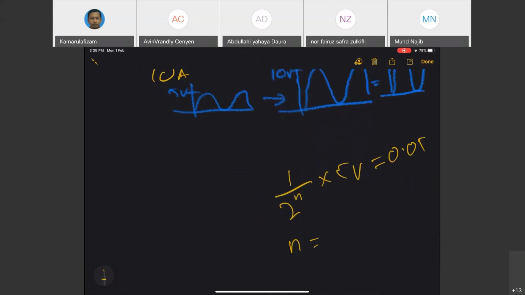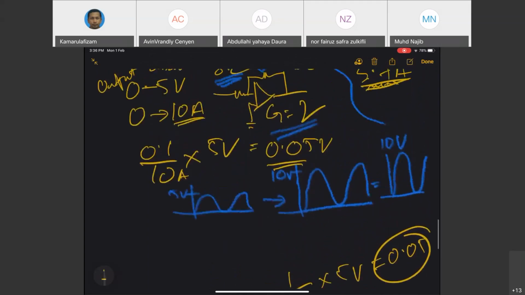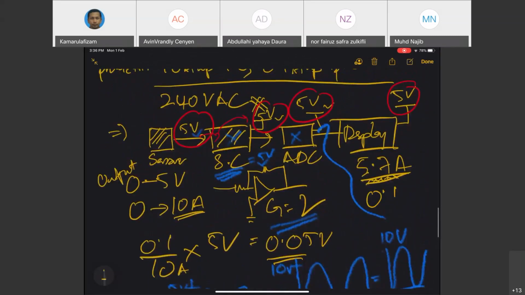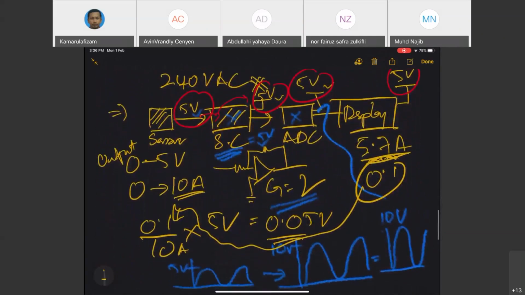Boleh kirakan tak? 7. Exact value berapa? Mesti ada 6.64. 6.64. Okay. Yes. Betul. So of course we take kita ambil higher. So N minimum is 7 bits. So my ADC must take minimum 7 bits so that my precision is maintained and I can get at least 0.1 punya accuracy goes here. Okay.